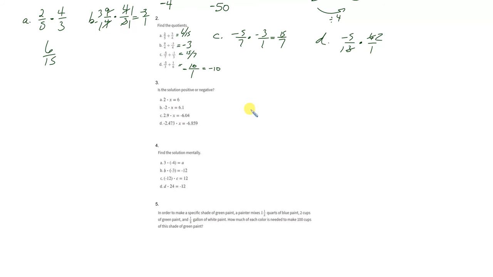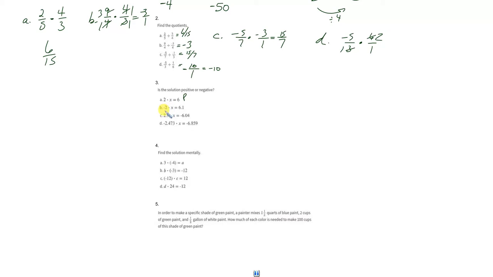Alright, number 3 on lesson 11: is the solution positive or negative? So P or N. Here we go. 2 times something is 6. And for that to stay positive, it's got to be positive, because 2 positives make a positive.